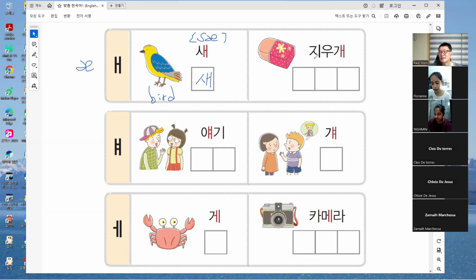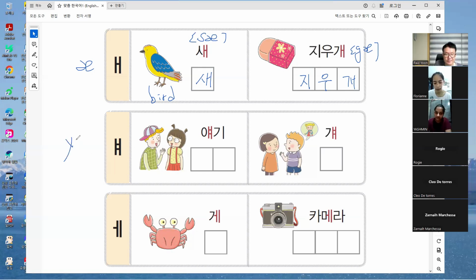How about this? Can you read? Jiuge. Can you repeat? Jiuge means eraser, or remover. Jiuge. Okay, good. 지우개. Perfect.